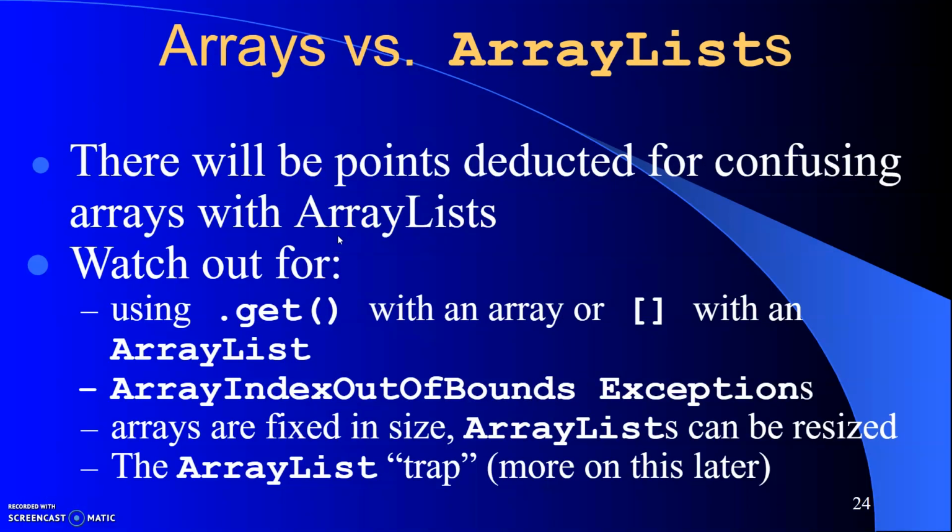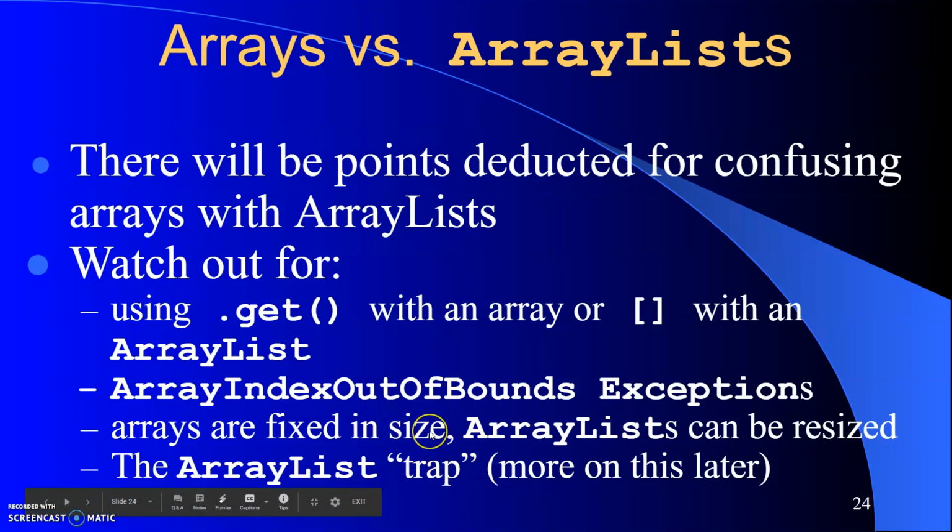They're always going to check to see if you're confused about arrays versus array lists. So this is going to be part of the grading on the array list question. One of the things they look for is, are you correctly using .get with array lists? Are you correctly using square brackets with arrays? Square brackets only work with arrays, whereas get, set, size, those are the array list functions. There's always going to be a point for not going out of bounds. If you go out of bounds when you loop through an array or an array list, you're going to lose a point. And there's something I call the array list trap, we're going to see in just a moment.